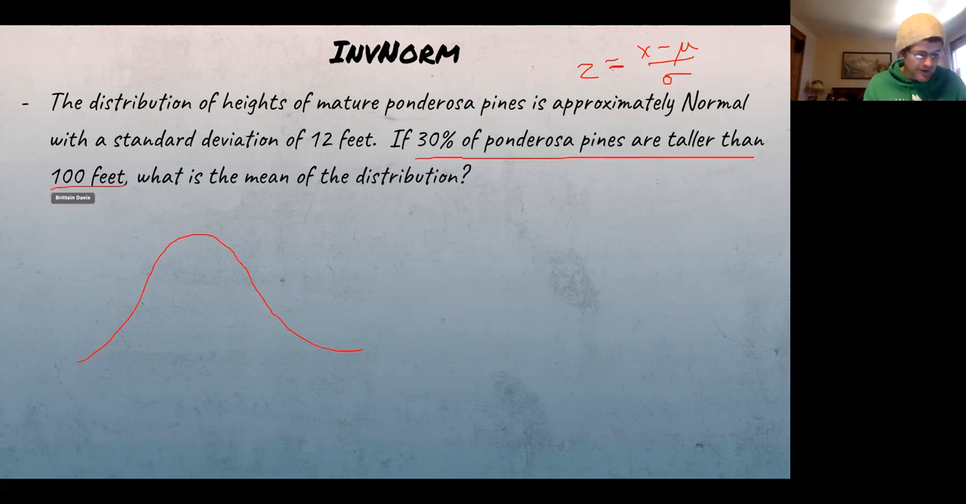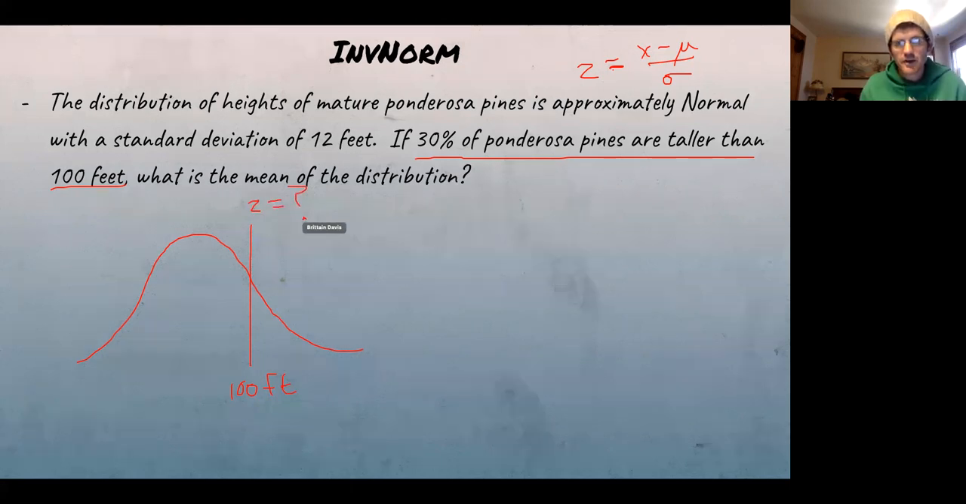So I don't know where that is. 30% are above this point. I'm just going to put this randomly here and say, let's say this is 100 feet. And this represents, I don't know what the z-score is for this. But when it says 30% are taller, we're talking about a more extreme positive z-score. So this is the 30%. And at this point, this becomes a right tail.